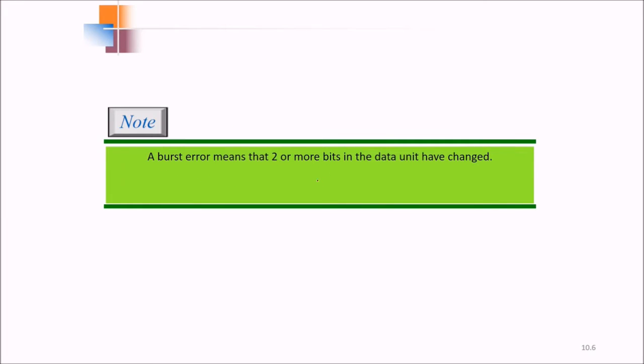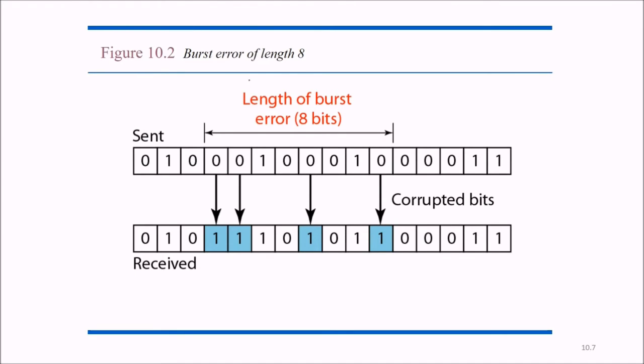But a burst error means two or more bits of the data unit have been changed. One is single bit, but beyond that we call it a burst error. This is a burst error, say of length 8. This is the length of the burst. The error is 8 bits. How? From this point to this point, bits have changed. So this is an 8-bit error. This is the length of the burst error, and we call it a burst error of length 8. These are the corrupted bits.